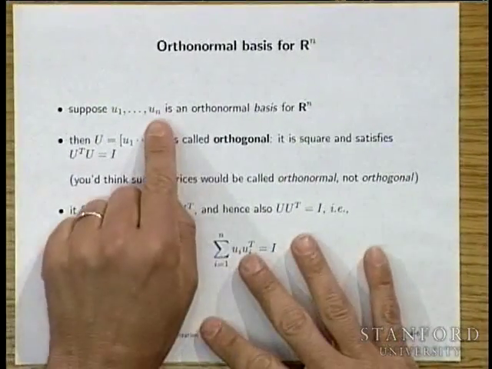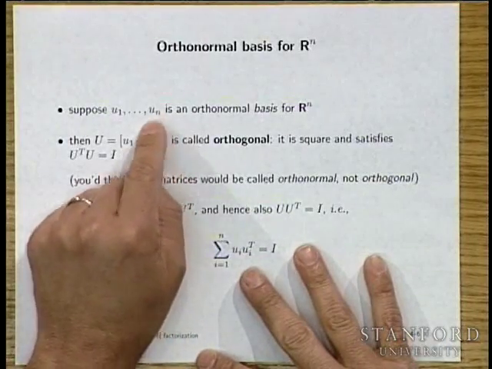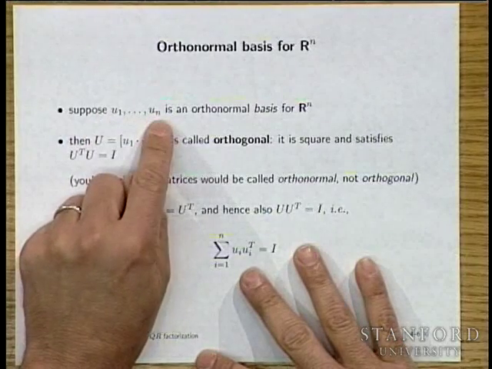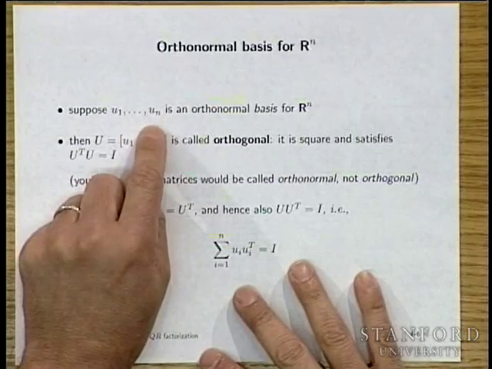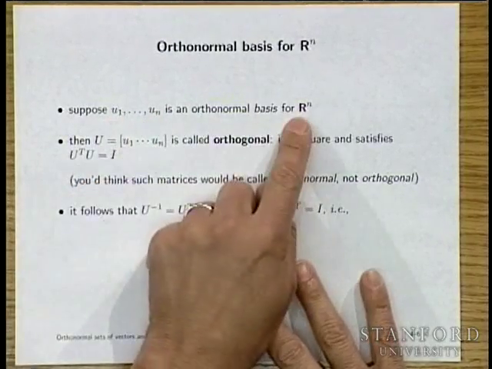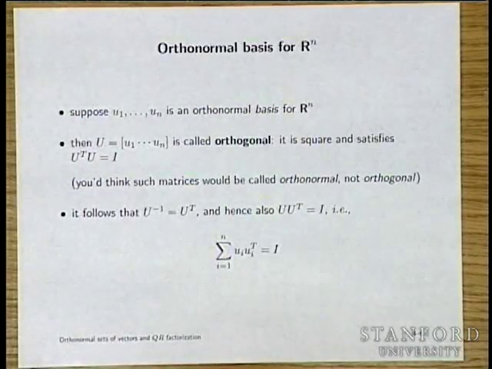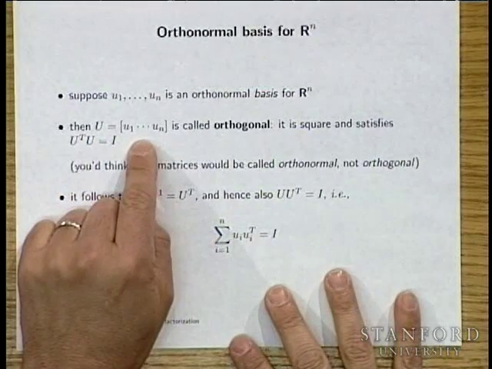Now, very important special case is when you actually have n of these, and these have a height of n. So I have a set of n, this is slang, orthonormal vectors, or an orthonormal set of n vectors in R^n. And they, of course, form a basis in this case because they're independent and they span R^n. And in this case, U, the matrix, is square.